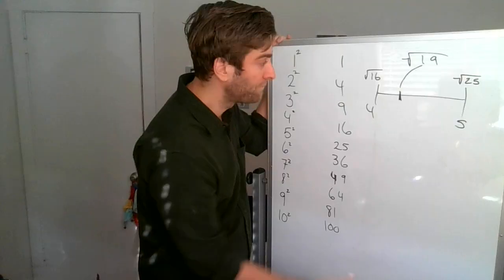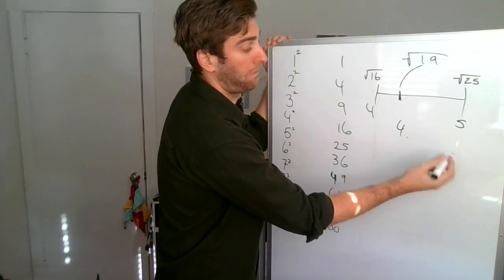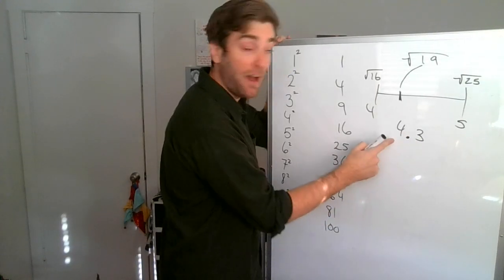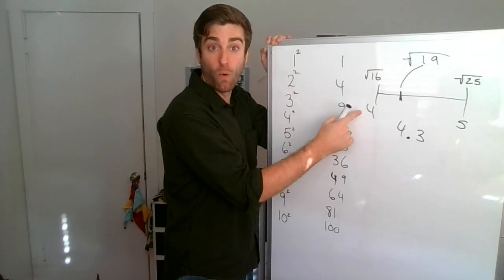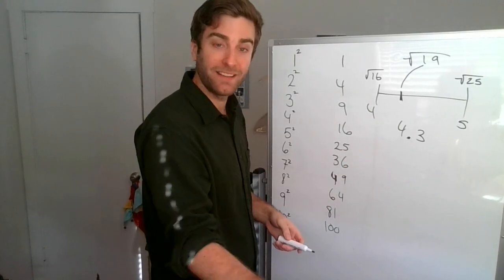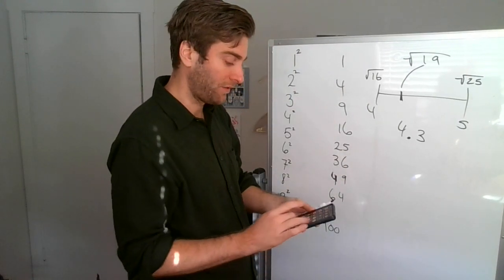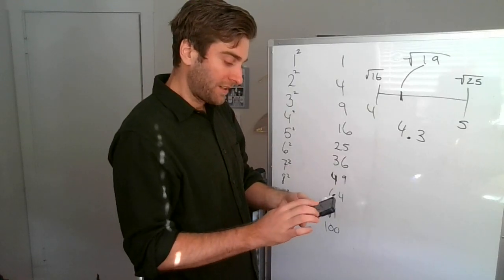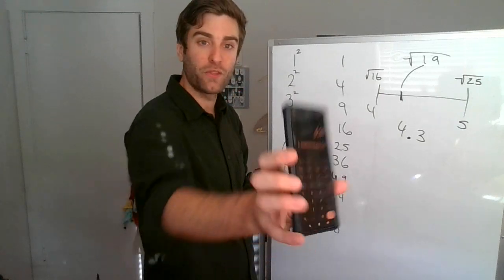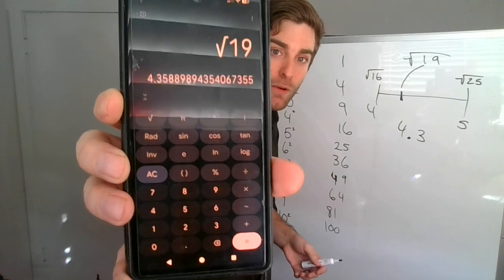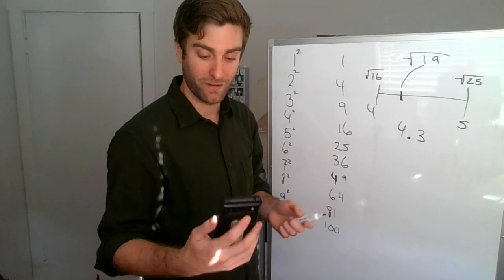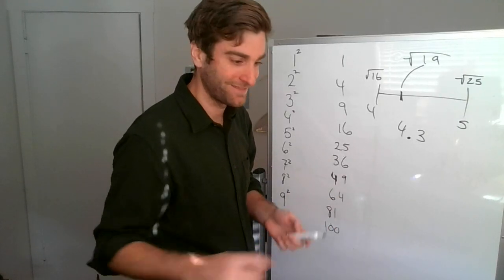So I'm going to say 4.3, right? That's my guess. Okay. But we know that's a lot better than just 4 or 5 or somewhere between, right? We're making an educated guess. We're estimating. So let's check the calculator. Square root of 19, and that's 4.35. I could have rounded up to 4.4. I'm happy with 4.4, but I'm happy with 4.3. Okay.